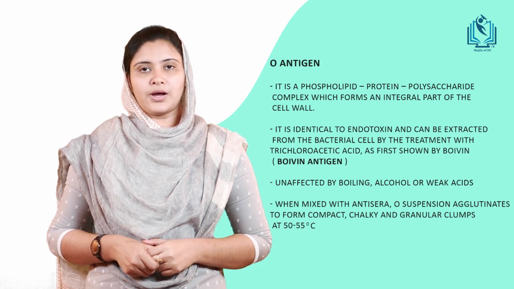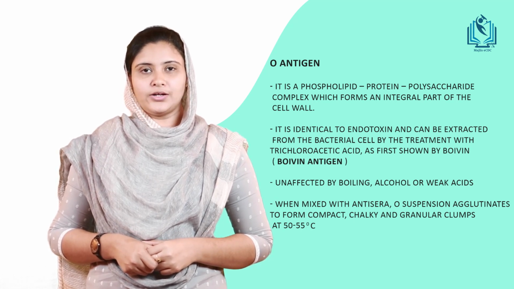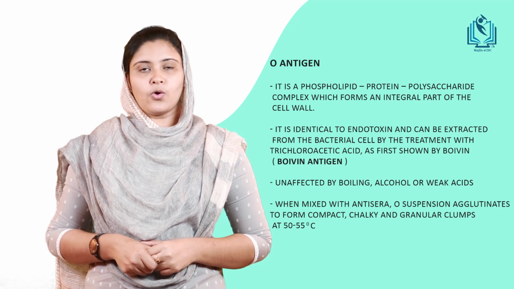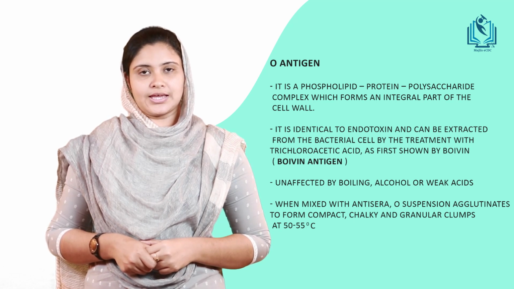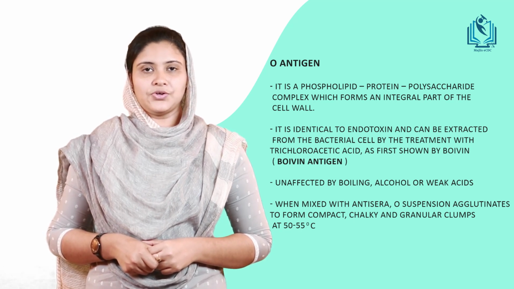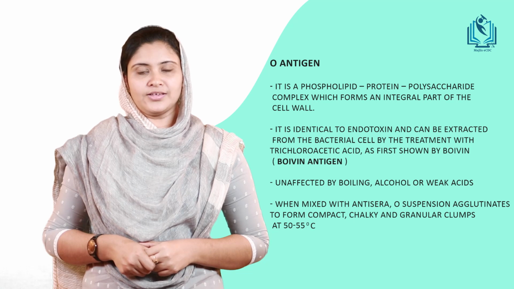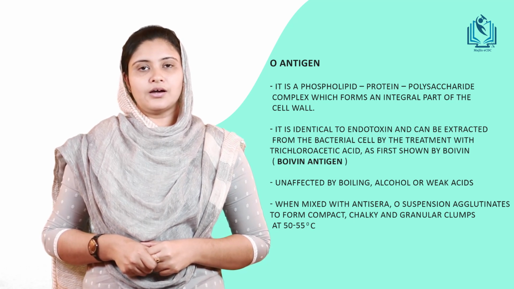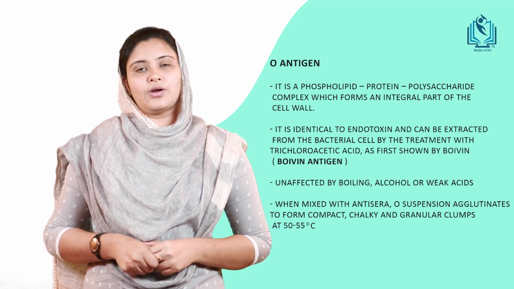Then the next type of antigen is the O antigen, which is present in the cell wall, that means it is an integral part of the cell wall, which is a phospholipid protein polysaccharide complex. And this O antigen is identical to endotoxin, which can be isolated or extracted from the bacterial cell by treatment with trichloroacetic acid. This extraction method was first described by the scientist Boivin, hence this O antigen is also known as Boivin antigen. And this O antigen is resistant to boiling, other acids as well as alcohol.